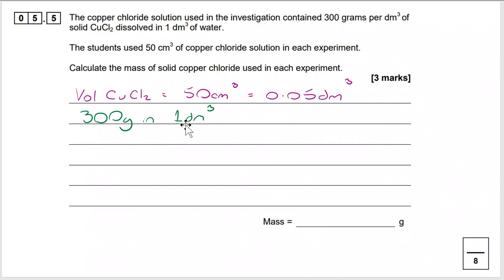We had 300 grams in 1 decimeter cubed, so my mass in 50 centimeter cubed will be 300 multiplied by the 0.05, giving me a mass of 15 grams. And just to show that again, 0.05 is 1/20th of 1, 15 is 1/20th of 300. And that takes us to the end of that question.